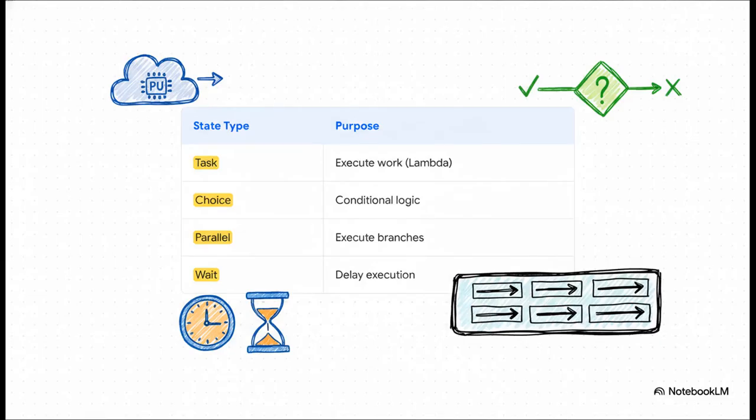And this is basically how it works. A state machine is just a series of states. You might have a task state that calls a Lambda function, a choice state that gives you if-then-else logic, and even a parallel state to run multiple things at once. It's how you build real logic and resilience into your apps.